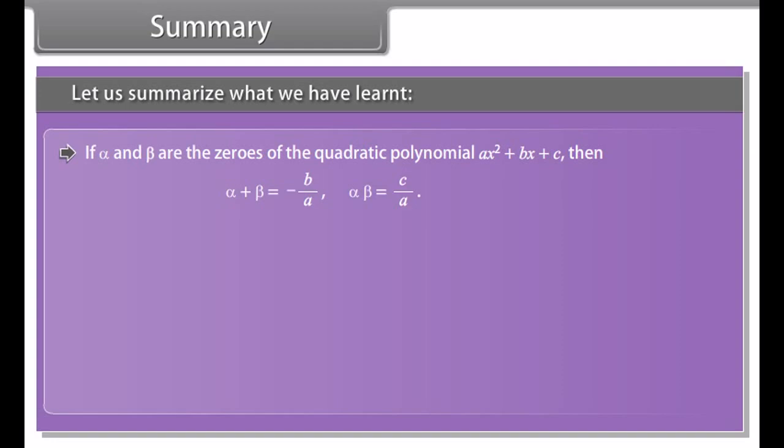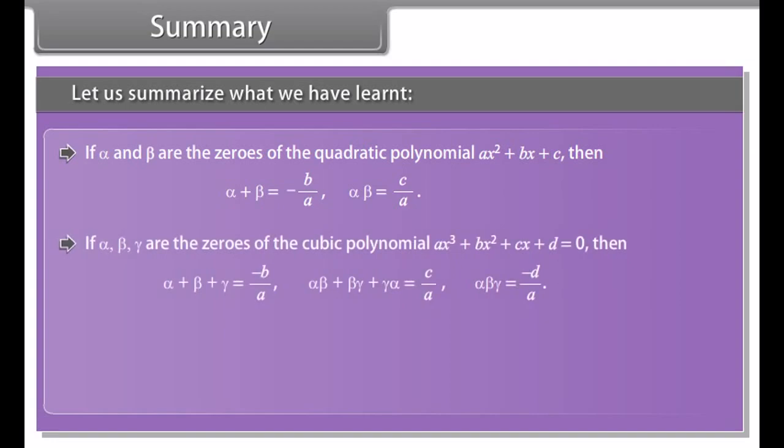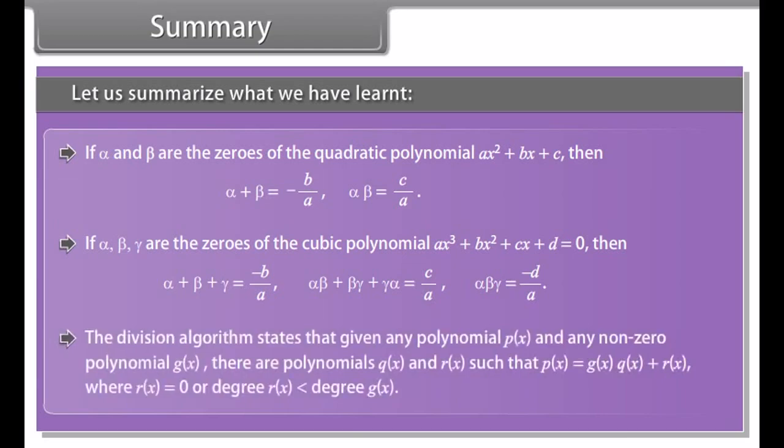Summary. Let us summarize what we have learned. Polynomials of degrees 1, 2, and 3 are called linear, quadratic, and cubic polynomials respectively. A quadratic polynomial in x with real coefficients is one of the form ax square plus bx plus c, where a, b, and c are real numbers with a not equal to 0. The zeros of a polynomial p(x) are precisely the x-coordinates of the points where the graph of y is equal to p(x) intersects the x-axis. A quadratic polynomial can have at most 2 zeros and a cubic polynomial can have at most 3 zeros.